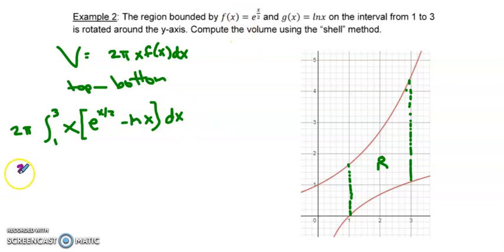So then I have 2 pi. When I integrate, I have, actually, you know what? Let's just do this on the calculator, because we don't want to get into trying to integrate x times e to the x over 2 or x times ln of x. So if you throw it on your calculator, what you are going to get is the final answer of approximately 58.541, and make sure you check your work on that one.